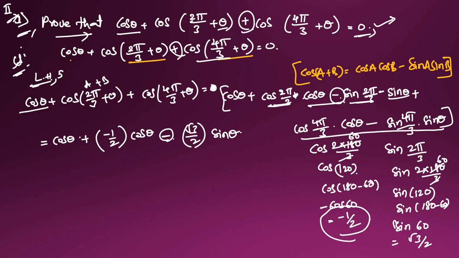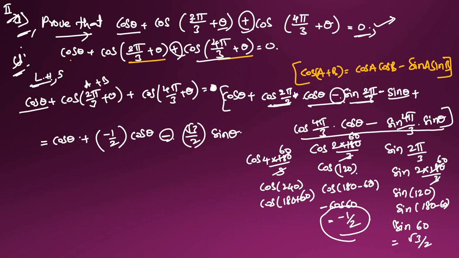Okay. So we have to find these two things also, meaning cos 4 pi by 3. Cos of 4 into 180 by 3: 4 into 180 is 720 divided by 3, that is 240. Cos 240 will come here. Cos of 180 plus 60.